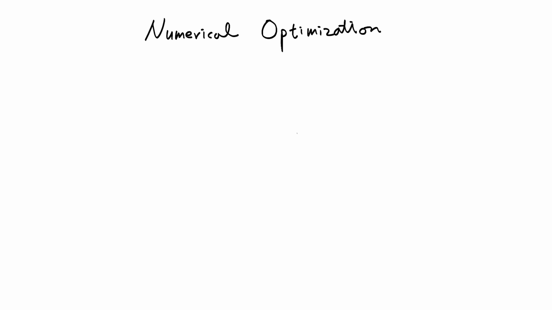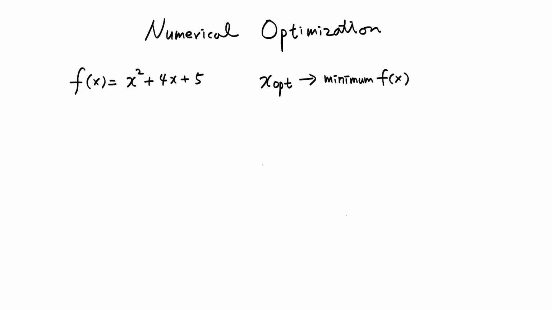Now, I want to talk about numerical optimization, which is a mathematical tool we can use for adaptation and robustness. For example, I have a function f(x), which is equal to x squared plus 4x plus 5. And I want to find out x opt, or optimal x, which makes our function f(x) minimum. One way of doing this is finding the slope, or f prime of x, and you let that equal to 0 and find x which satisfies this equation.